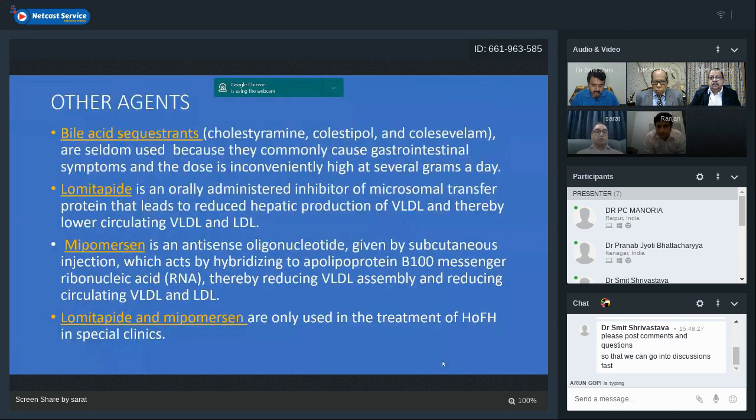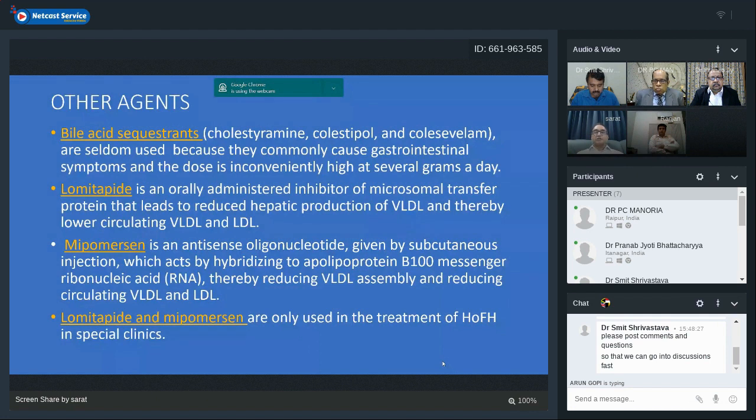Now, there are other agents also, lomitapide and mipomersen. These are agents which also work against LDL cholesterol, bringing down the levels. But these are all at various levels, and they are not clinically acceptable. They are only used in the treatment of homozygous familial hypercholesterolemia in special clinics.